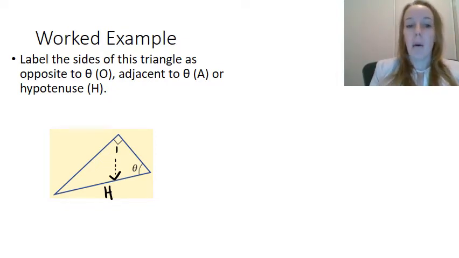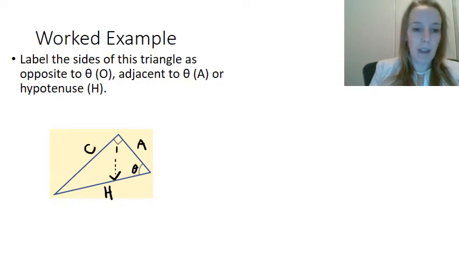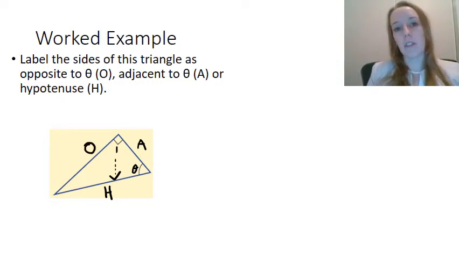Now, our adjacent side is the one that is adjacent to this angle, but not the hypotenuse, which is this side. And our opposite side is the side that's opposite that angle, which is that side there. So that would be that triangle labeled.